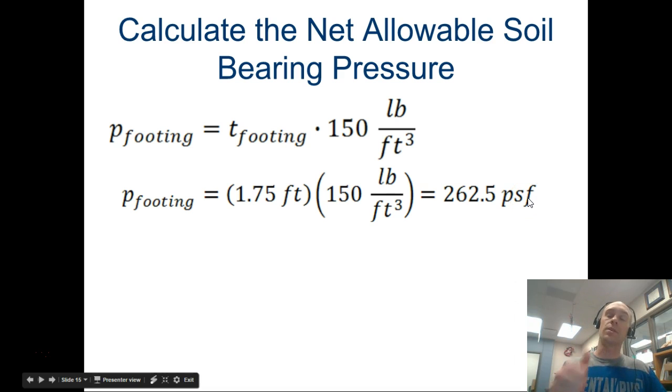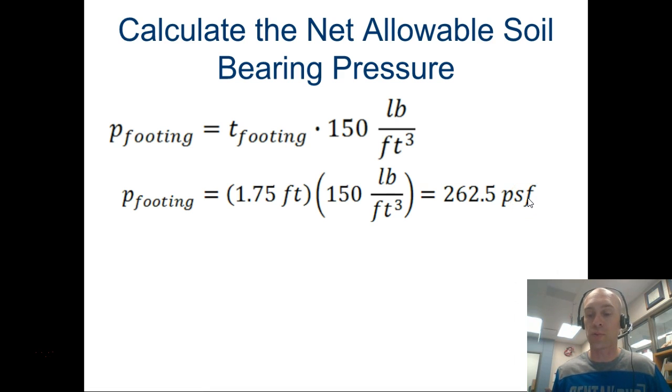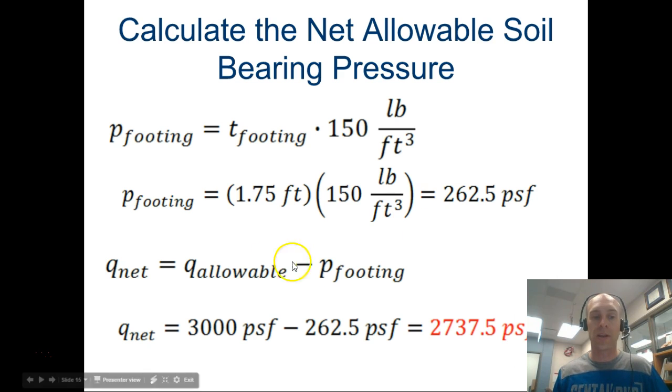We had 3,000 psf that we were allowed, so we subtract that out of there. So the net pressure is what we were allowed minus the footing. So our net is what we were allowed minus 262.5, or 2,737.5. That is our net. That's how much we can actually apply down into this footing now. So now we have to figure out what the area is from that.